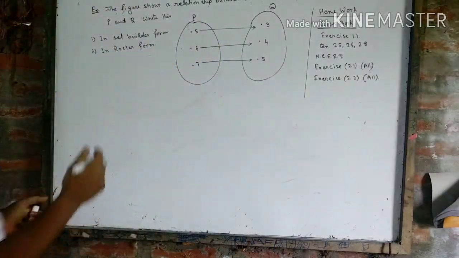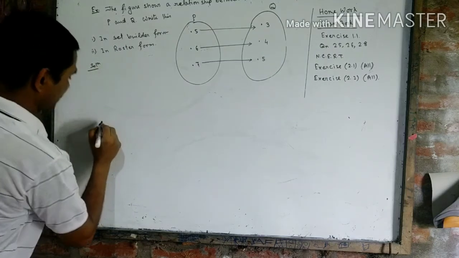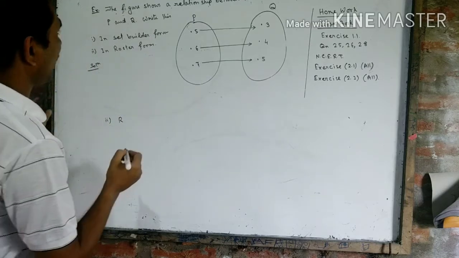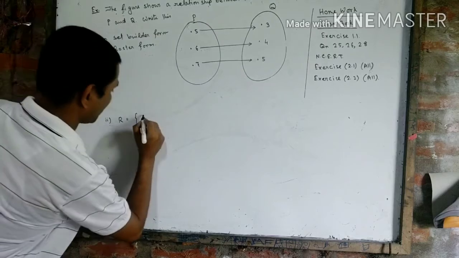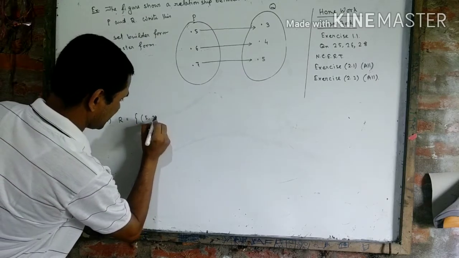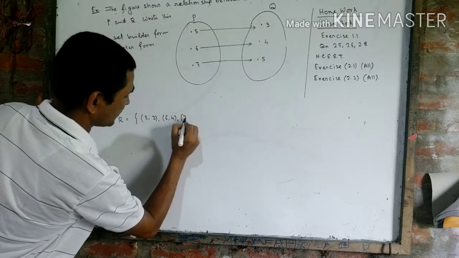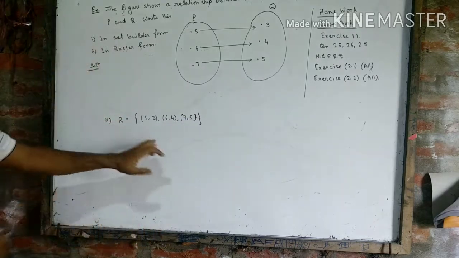Okay. To make the answer easy, let us do number 2 first. So in roster method, the relation R is: 5 is related to 3, 6 is related to 4 and 7 is related to 5. This is the roster form.